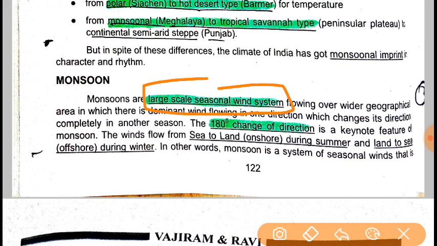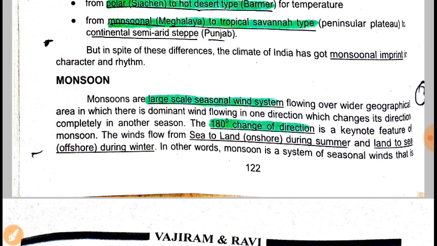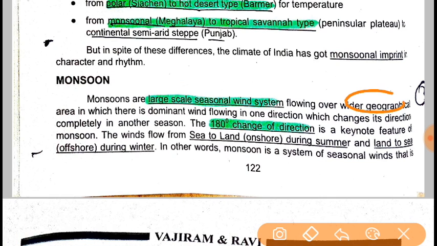First of all, it should be large scale, because in anabatic, katabatic, land breeze and sea breeze we also see reversal of winds, but it is on a very small scale and on a daily basis. But here it has to be a large scale wind system that is seasonal. Then a 180-degree change should be there over one specific area. Dominant wind in one direction changes direction completely in another season.